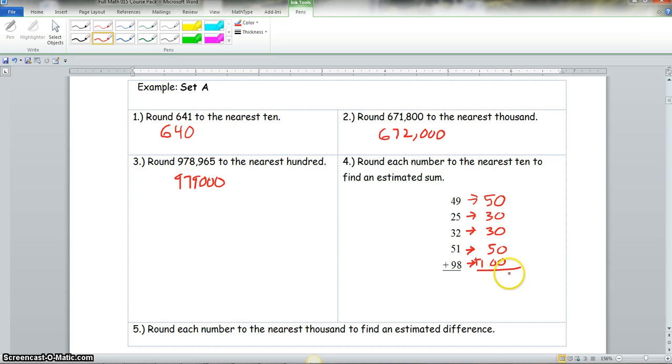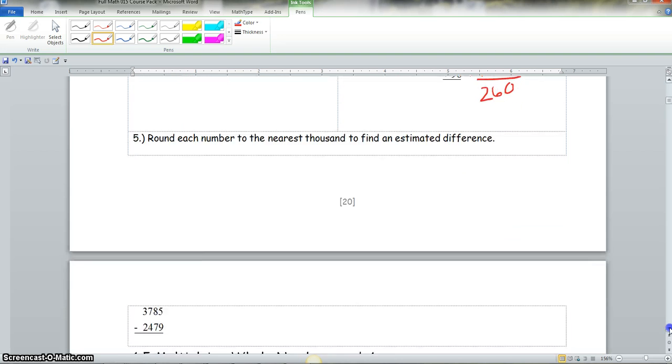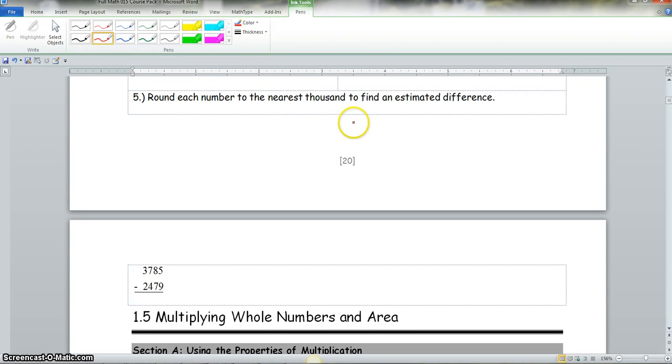So now we add. We end with 0. 5 and 3 is 8, plus 3 is 11, plus 5 is 16, plus 0 is still 16. And 1 plus 1 is 2. So we have 260. Now number 5, it says round each to the nearest 1,000 to find the estimated difference.